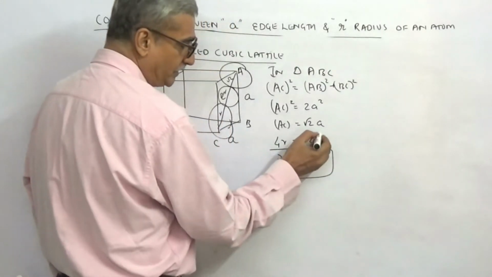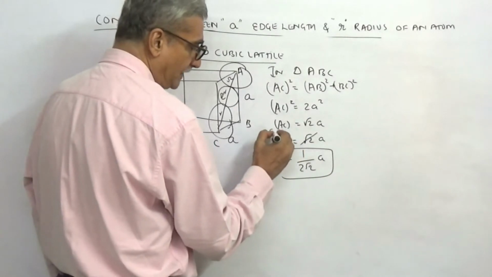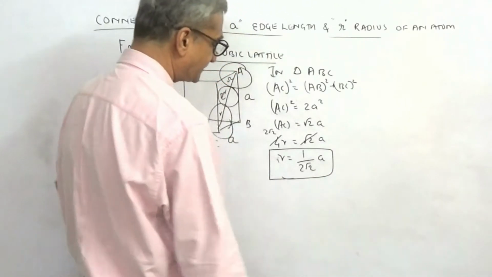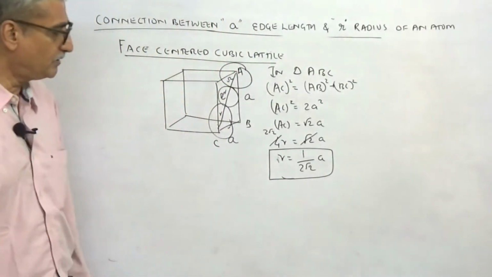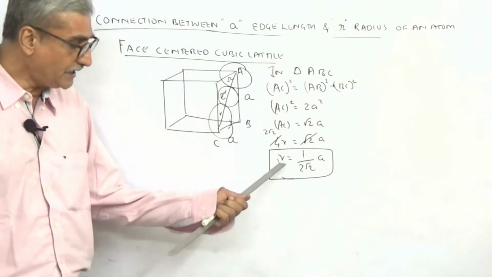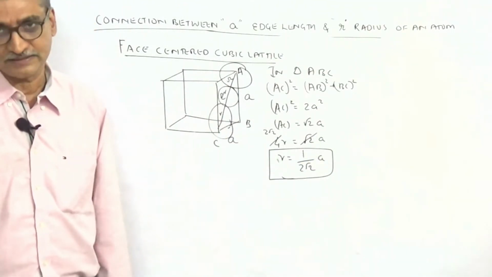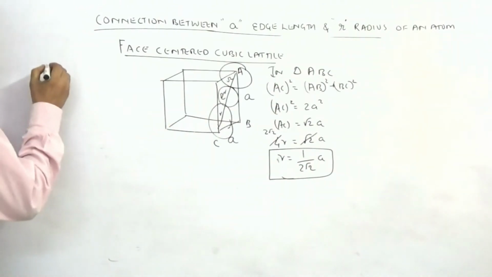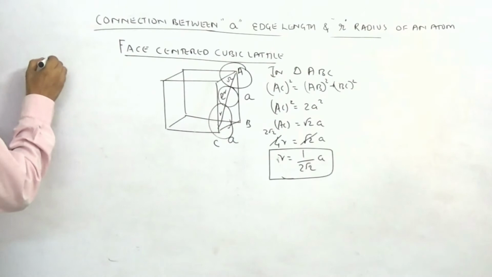Barabar hai ki nahin? Root 2 idhar cancel kiya to idhar 2 root 2 aaya. So R is equal to 1 upon 2 root 2 A. So we have connection between R the radius and A the edge length. Okay. Now what do we have? Packing fraction.